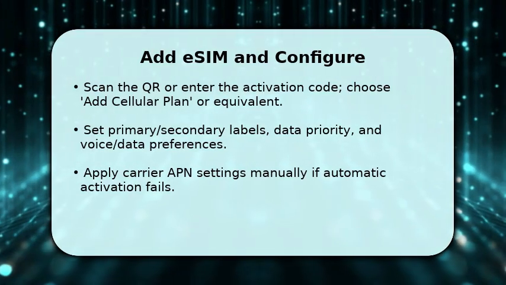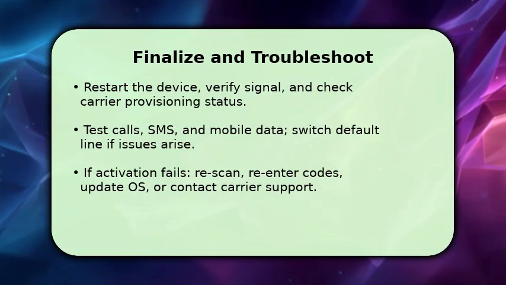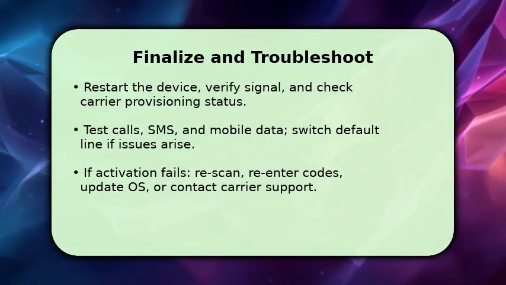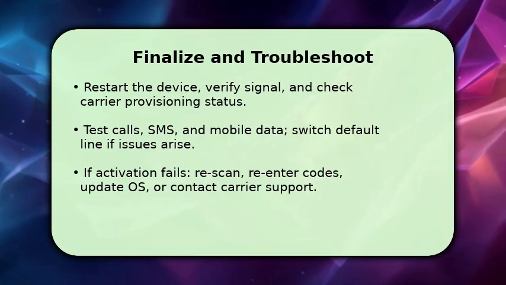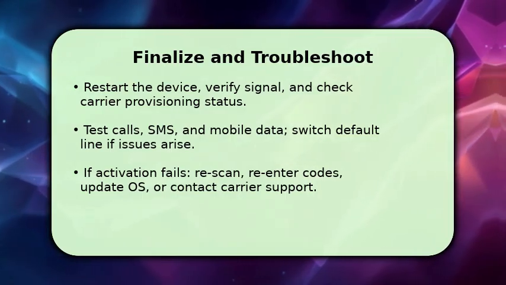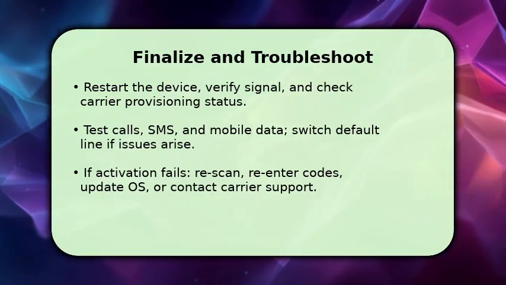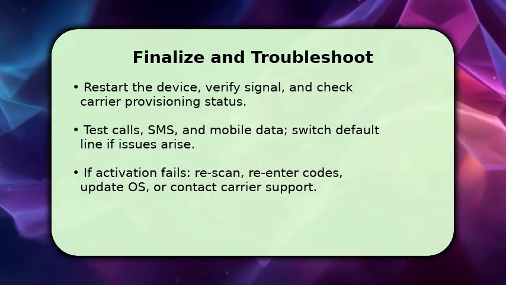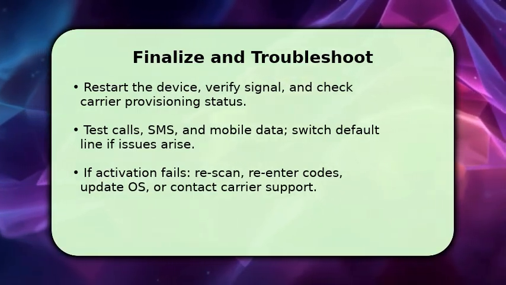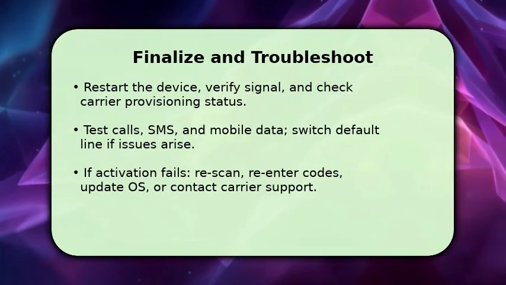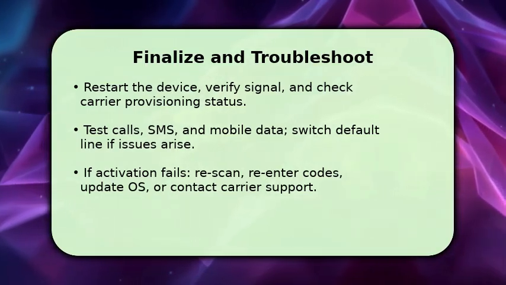To finish, restart your device so the network registers the new eSIM profile. This often resolves provisioning delays. After reboot, verify signal bars and run quick tests. Place a call, send an SMS, and browse data to confirm services. If you see no service, switch your default voice or data line to the eSIM profile and retry.